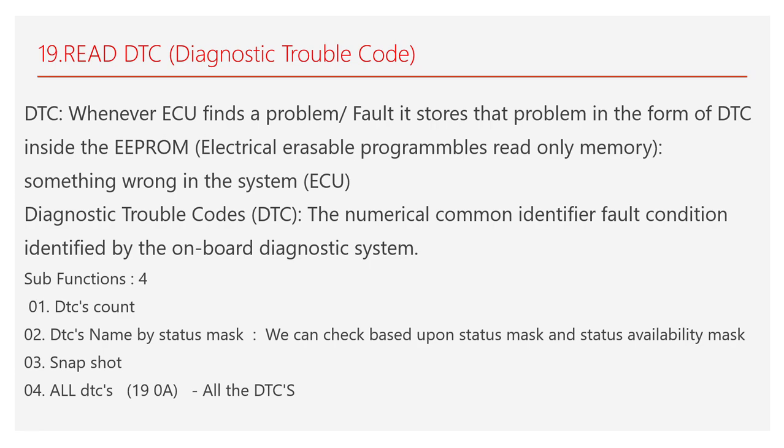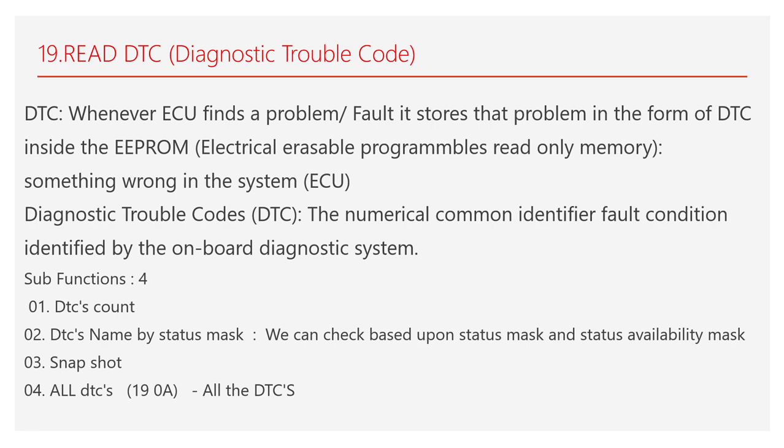The third sub function is snapshot. A snapshot takes a picture, like a screenshot, and updates the memory. The fourth sub function is all DTCs. It shows how many DTCs there are, and how they are working. It will show all the DTCs.